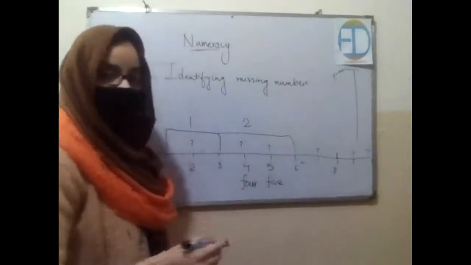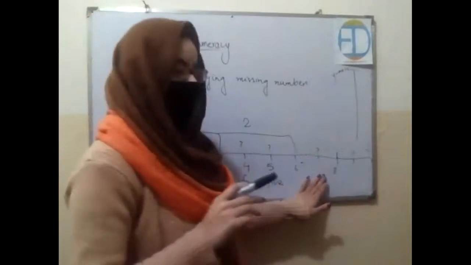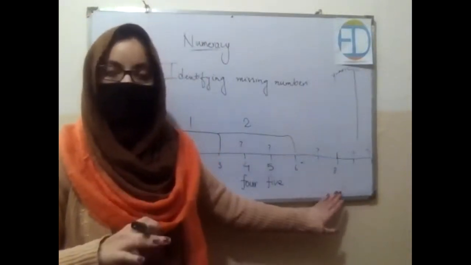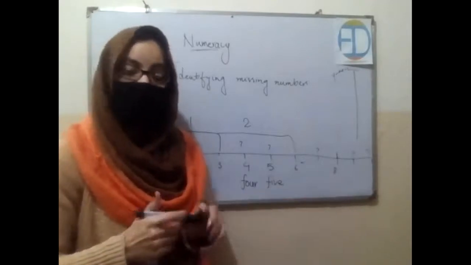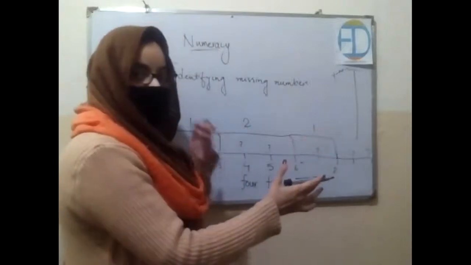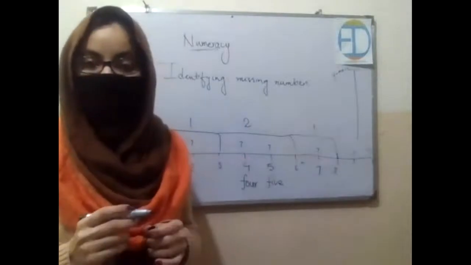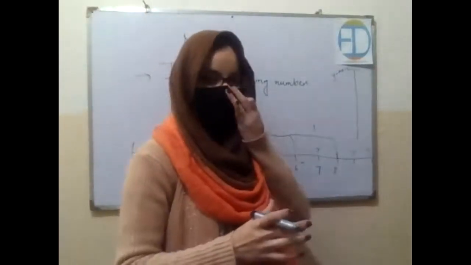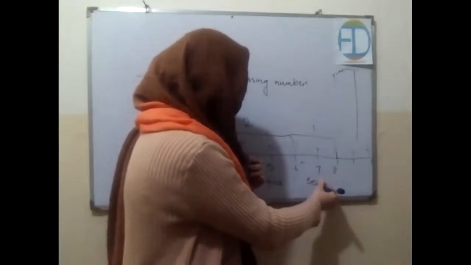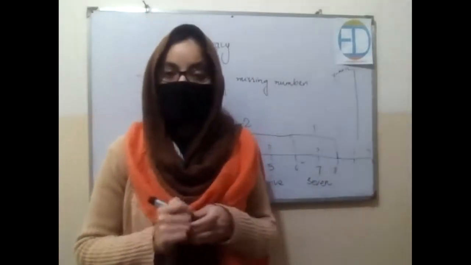Five. 5. Excellent. Okay. Who is going to tell me what comes over there in this space? How many digits are there in between 6 and 8? Only one. Excellent. And what is the number? It's 7. Excellent. What is the spelling of 7? Who is going to tell me? Seven. 7. Excellent. Okay. Let's move forward.